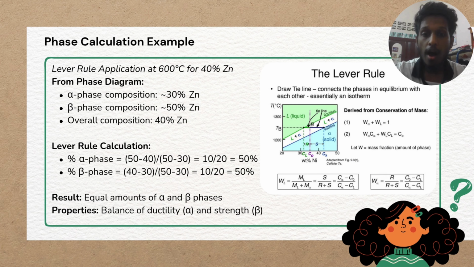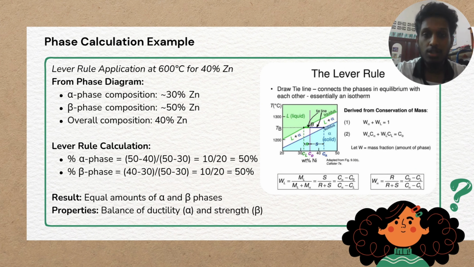So now I will explain a phase calculation example using the lever rule for brass. This example is at 600 degrees Celsius with 40% zinc composition. From the phase diagram, we can estimate that the alpha phase has around 30% zinc, while the beta phase has about 50% zinc, and the overall composition is about 40% zinc.